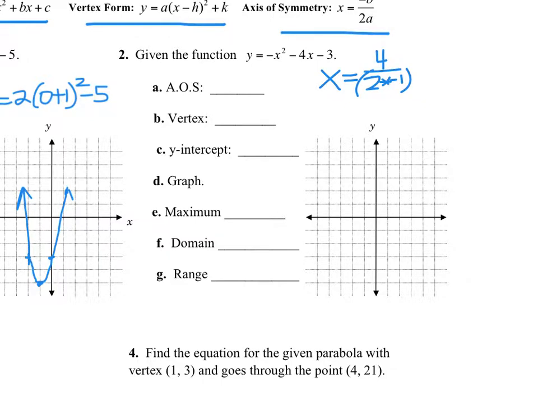Okay, here we go. Axis of symmetry. You know I'm going to remember that. You just put that on there deliberately.